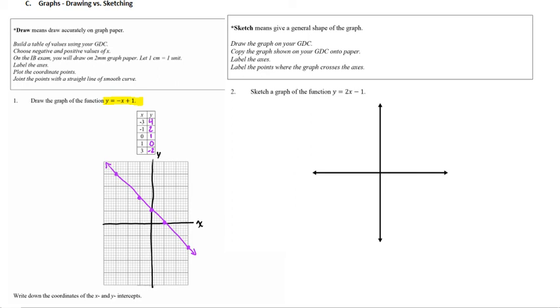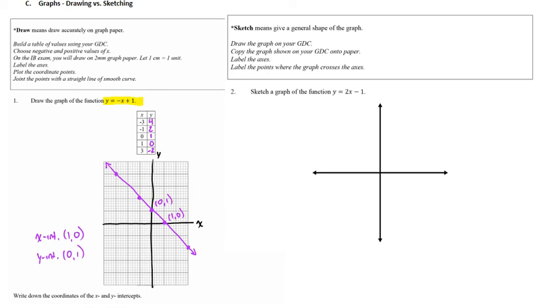And then we can look at the values of the x and y intercepts. So the x-intercept is 1, 0, and the y-intercept is 0, 1. So we can label those points on the graph as well. So when you're drawing, you need to be really precise about the points and the labels and the information.